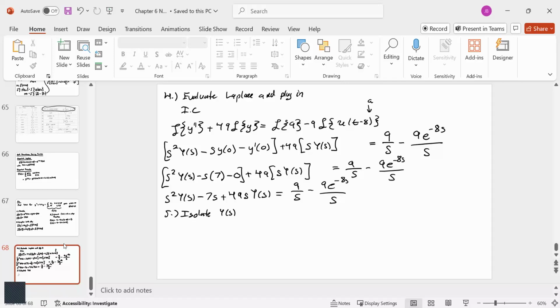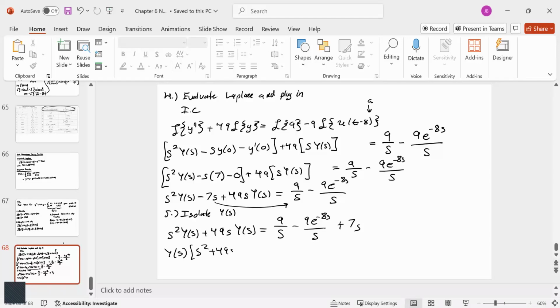So s squared Y of s plus 49s Y of s. And then I'm going to add that 7s to the right side, right? And then plus 7s. We moved it over. And all I have to do now is factor out a Y of s. And we get s squared plus 49s is equal to, except there is no s because it was not the first derivative, so we don't need to carry that around.